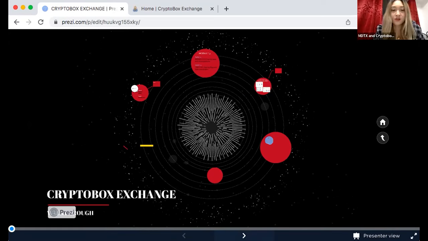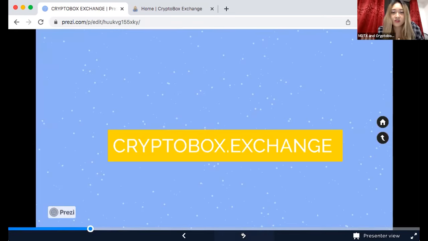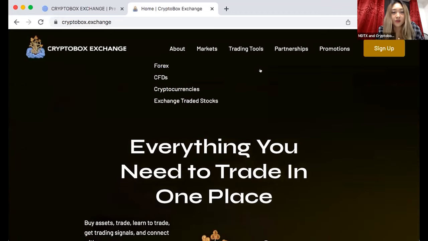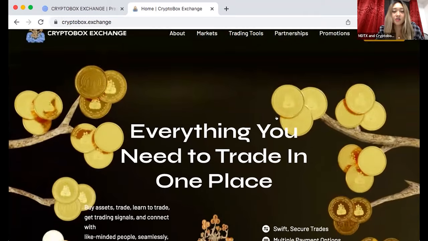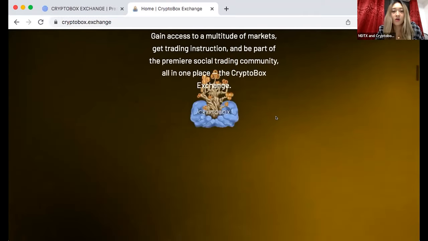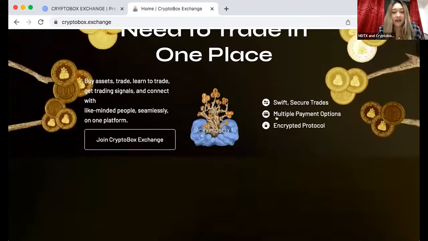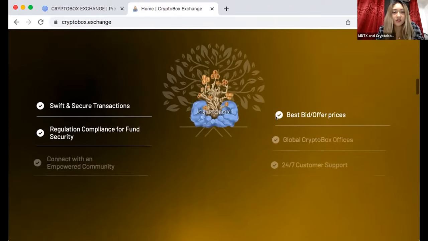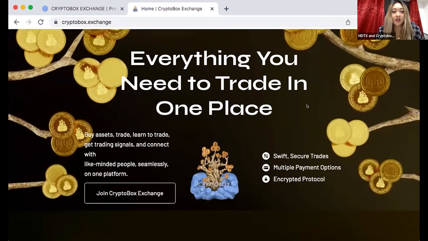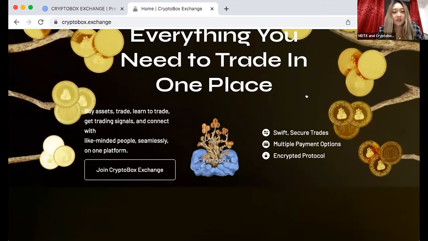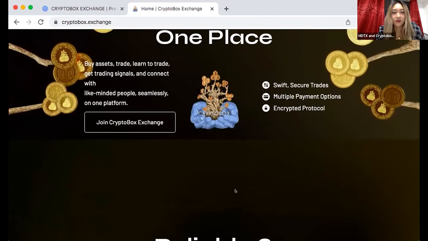Okay, so I'm just going to go through really quickly the CryptoBox Exchange walkthrough, okay? So of course, the first thing you're going to do is log into the website, which is cryptobox.exchange. And you will be greeted with this. This is actually just the landing page, a welcome page on what CryptoBox Exchange is about and what it can do for you. So basically you buy assets, trade, learn to trade, get trading signals and connect with like-minded people, all on this platform, okay?